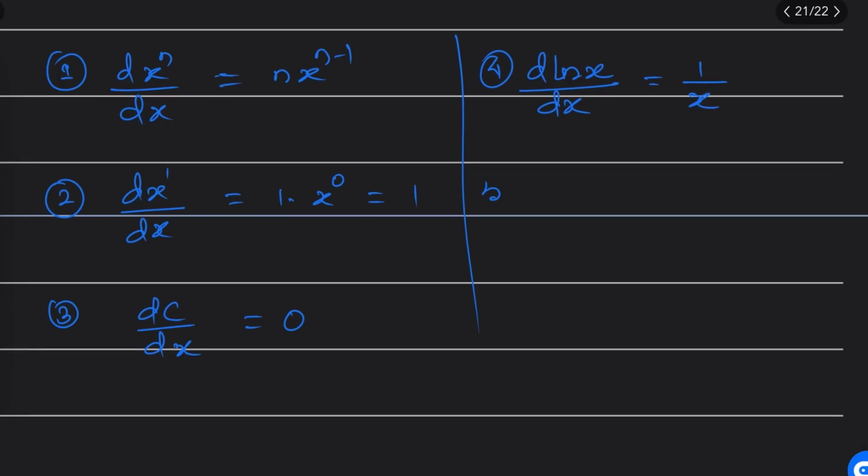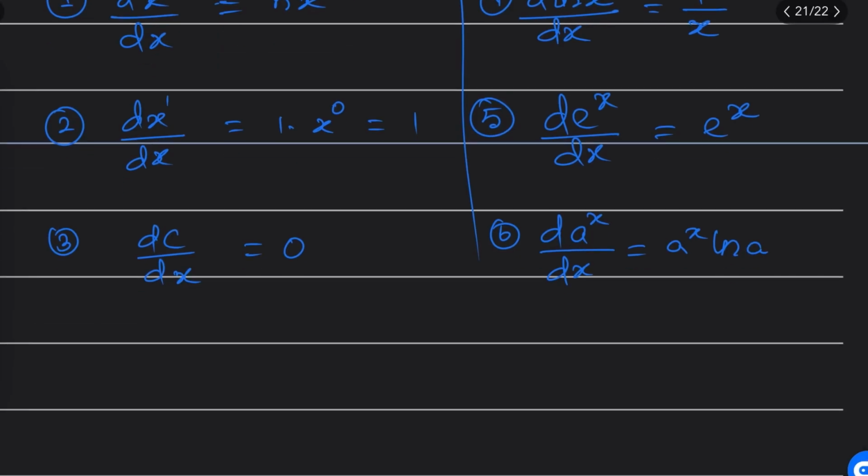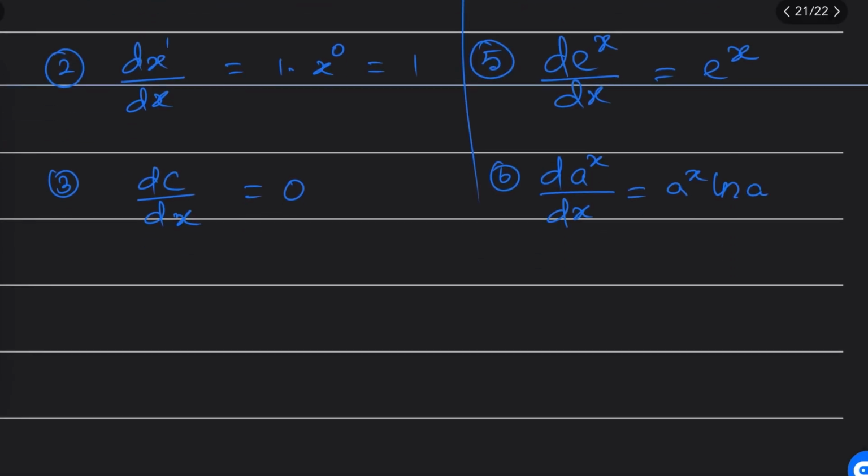Next, fifth: differentiation of e to the power x with respect to x is going to be e to the power x. This is the function whose differentiation is the same as it is, no changes. Sixth: differentiation of a to the power x with respect to x is a to the power x ln a. You should keep this in mind. I'm making a table of it, so keep it in mind.